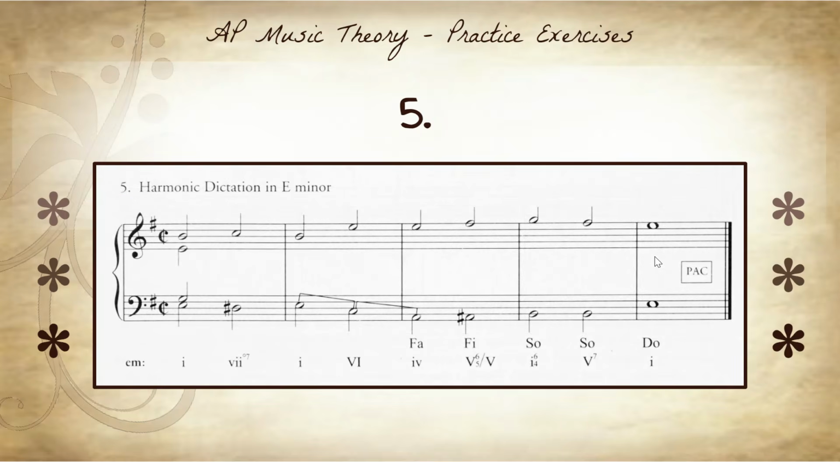And here we have the answer for harmonic dictation in E minor. You can notice that there is a perfect authentic cadence and that we have some secondary harmony. Let's read the notes. In this example, we have do, ti, do at the beginning, with the leading tone in the bass, accidental required, and the 7th of the chord in the soprano, both imperative resolutions.